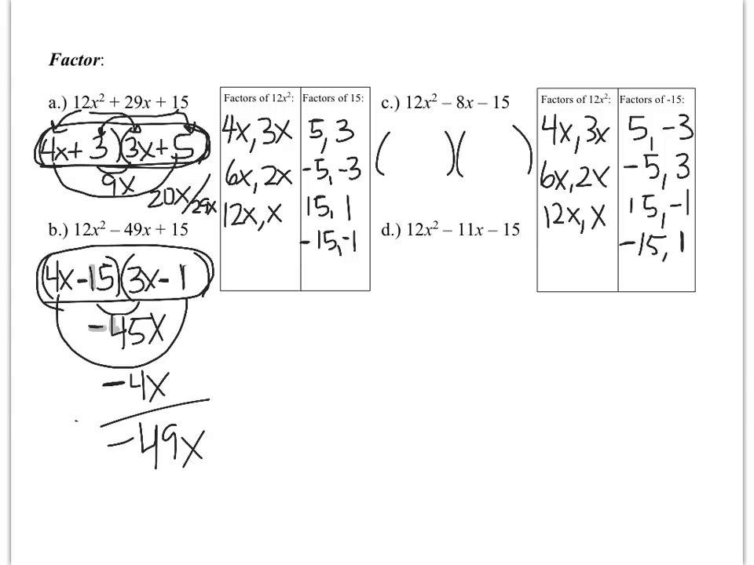Just for fun, I'm going to switch, instead of doing 4x and 3x, I'm going to play around with 6x and 2x. You can start with 4x and 3x, it doesn't matter. I'm going to start with 6x and 2x. The only reason I'm doing that is because we just did 2 with 4x and 3x, and I'm thinking, I bet if I start with 6x and 2x, that might be a better option.